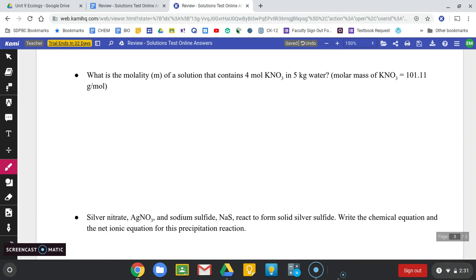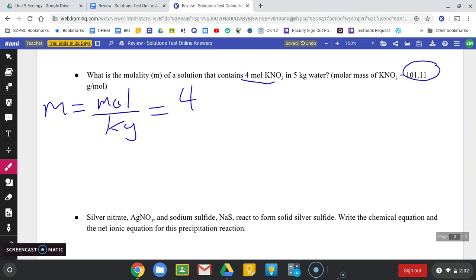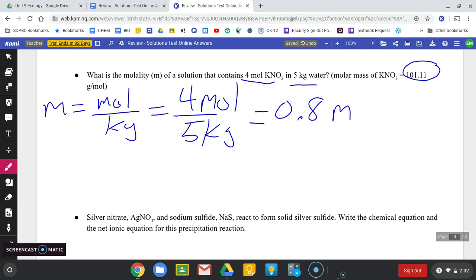Next one, what is the molality of a solution that contains 4 moles of KNO3 and 5 kilograms of water? They tell us that the molar mass of KNO3 is 101.11. So molality is moles over kilograms. Again, they tell us the molar mass of KNO3, but we don't even need it. That's kind of a distractor. In this case, you just got 4 moles, so you put that on top. We got 5 kilograms of water, so put that on the bottom. And there you go. Divide and get your answer. Little m, molality, 0.8.